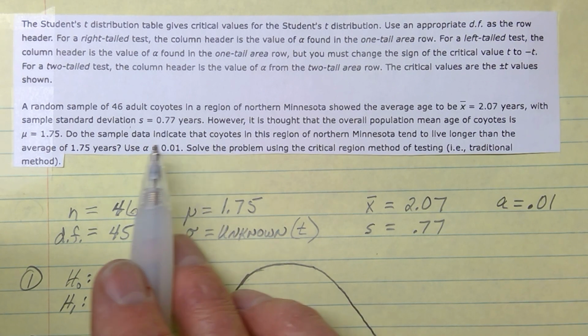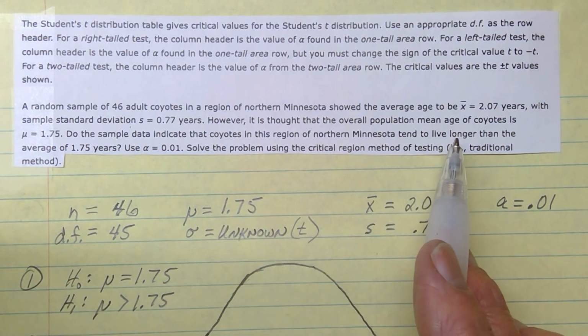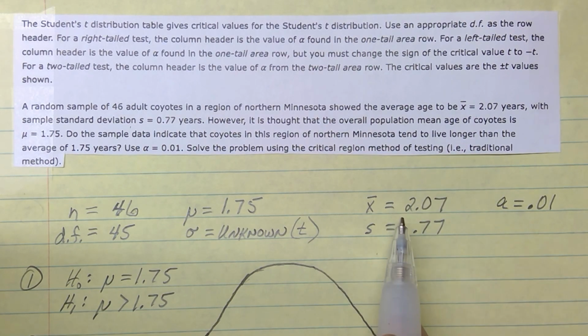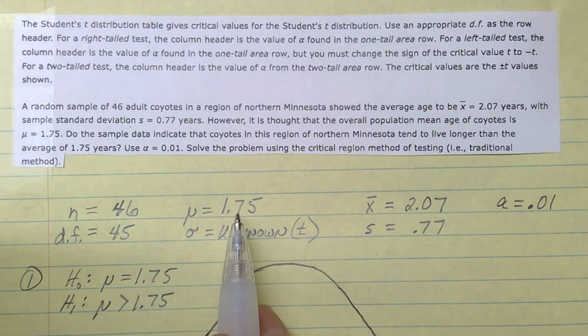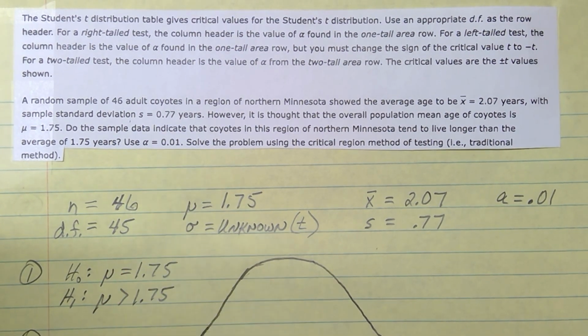So let's just read here. Do the sample data indicate that coyotes in this region tend to live longer? Okay, so they are going to challenge that. It looks like coyotes are living longer than what was thought to be. And use a level of significance of 1%.